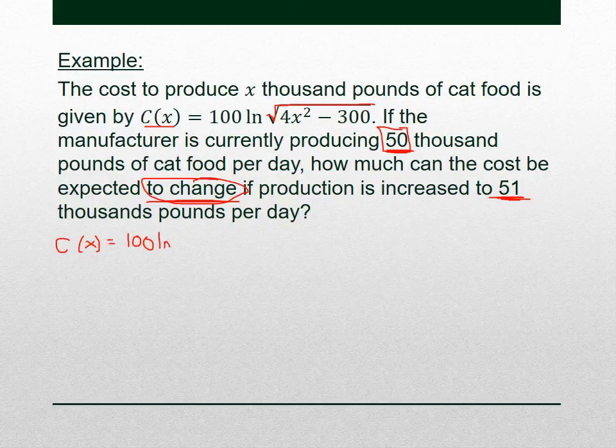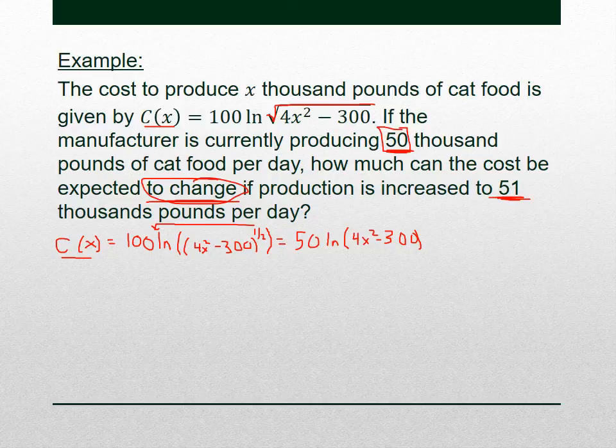Instead of a square root, I could write it as, oops. Sorry about that, don't know why that happened. I can rewrite that as 100 times the natural log of, and then I've got 4x squared minus 300. And then instead of a square root, I'm going to write that as to the 1/2 power. And now by my properties of logarithms, I can take that power and go multiply it out in the front. So what's 100 times 1/2? Well, that's just 50. So I can rewrite this function as 50 times the natural log of, and now my 4x squared minus 300 does not have an exponent on it.